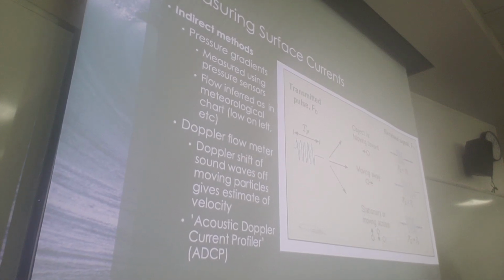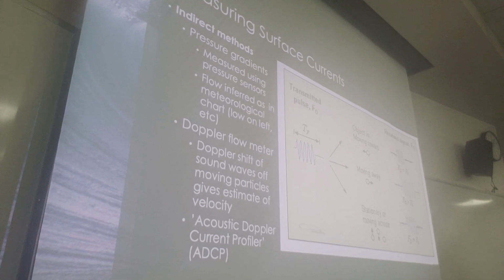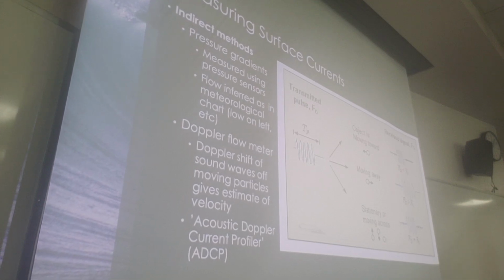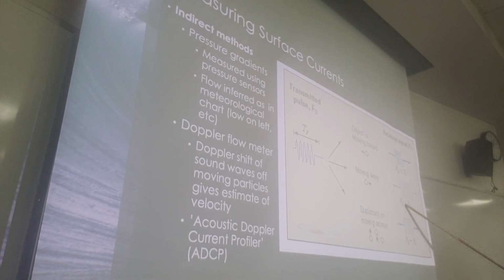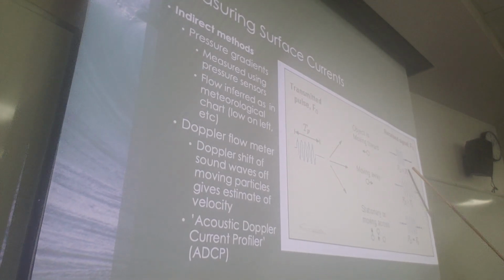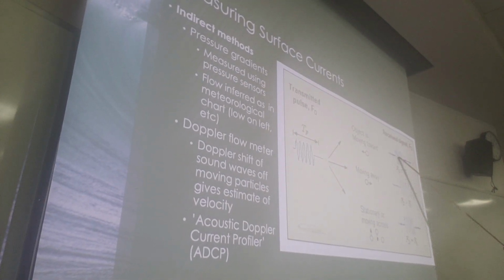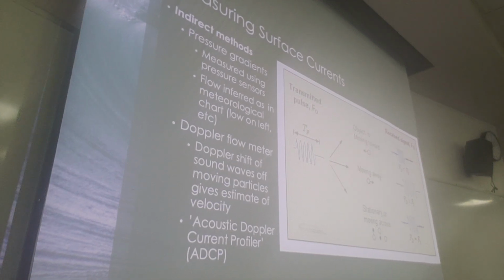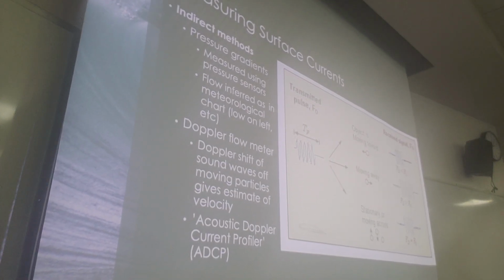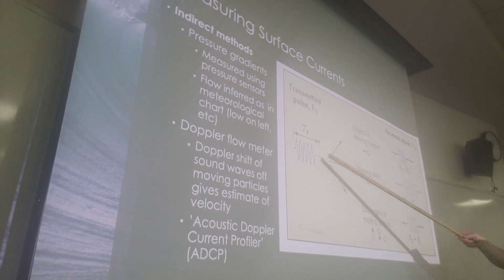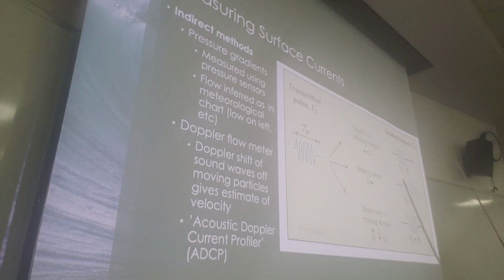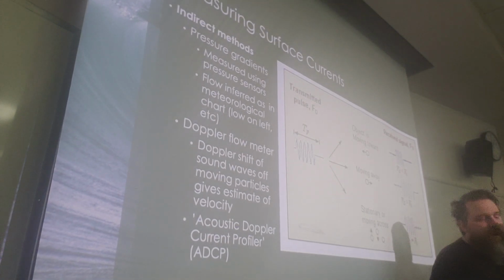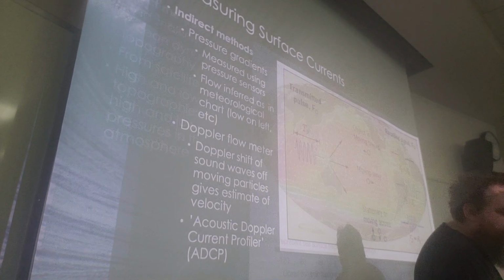This can be like fish or small organisms. When the waves reflect back, if the object is moving away, the wavelength gets stretched out, the frequency drops. And if the object is moving towards the source, the emitter, the wavelength gets smushed together, and the frequency gets higher. So by measuring back at the emitter the shift of the wavelength of the sound waves, we can infer the velocity of the moving object, and then infer the velocity of the water that it's embedded in.